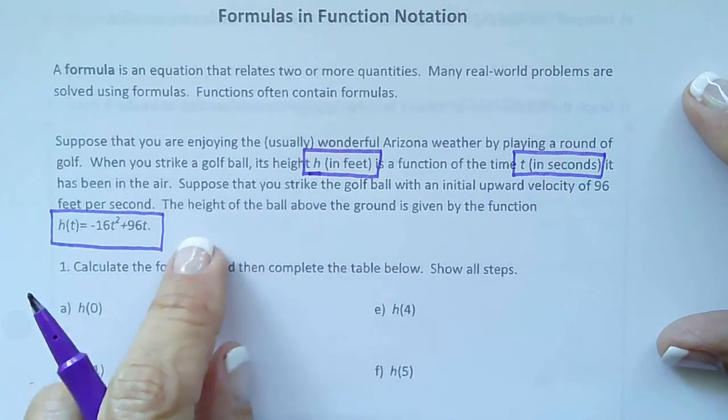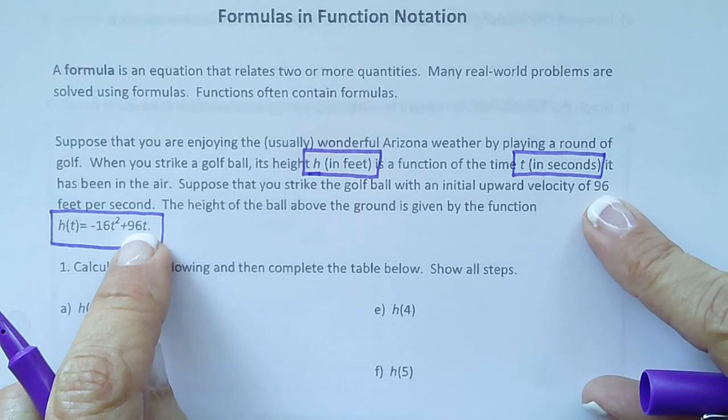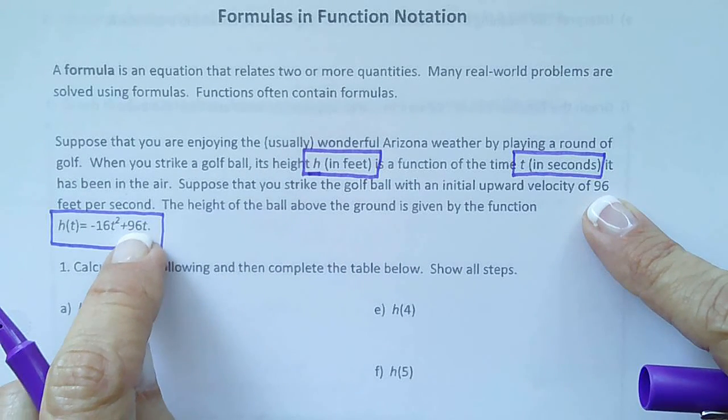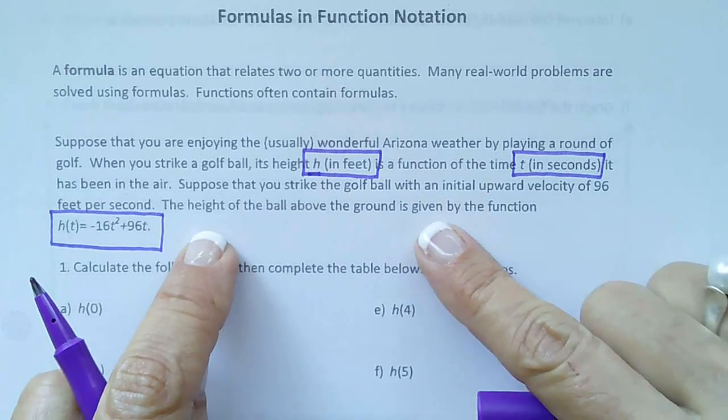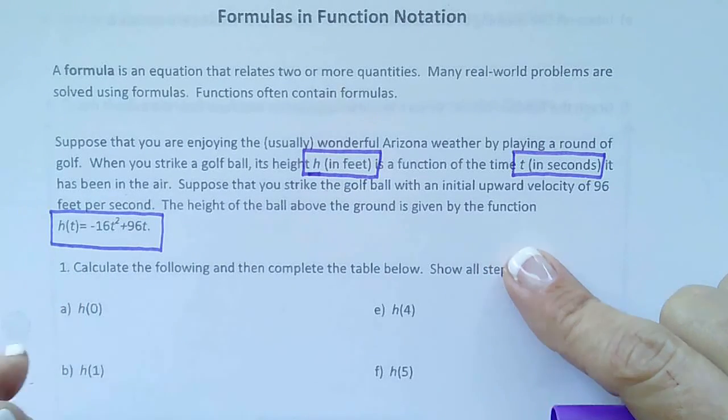Suppose that you strike a golf ball with an initial velocity of 96 feet per second. So see, that's already in the formula. The height of the ball above the ground is given by this.